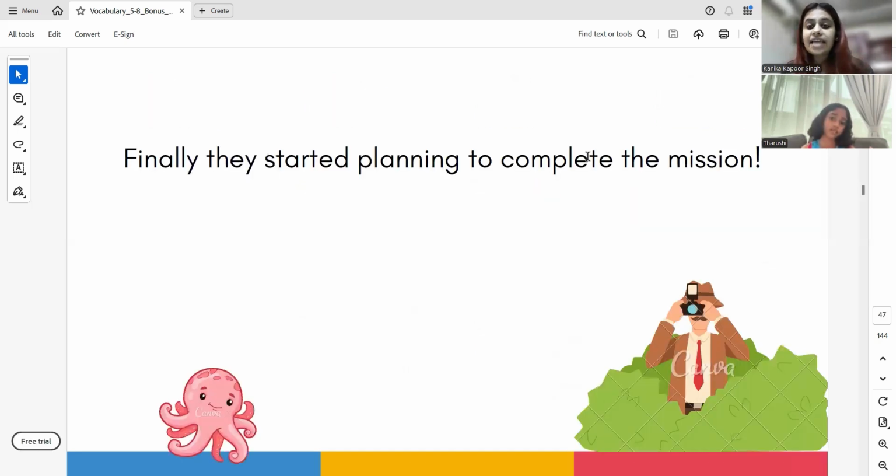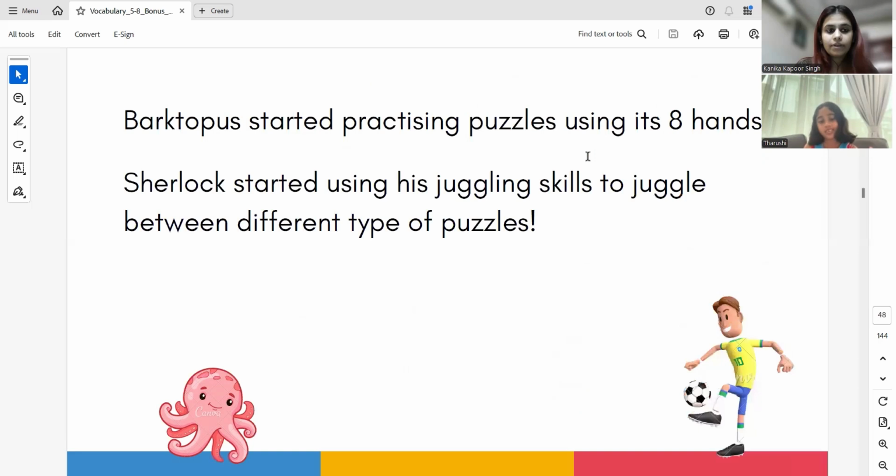Finally, they started planning to complete the mission. Who started? They. Who are they here? Sherlock and Barktopus, very good. Great. Barktopus started practicing puzzles using its 8 hands. And Sherlock started using his juggling skills.